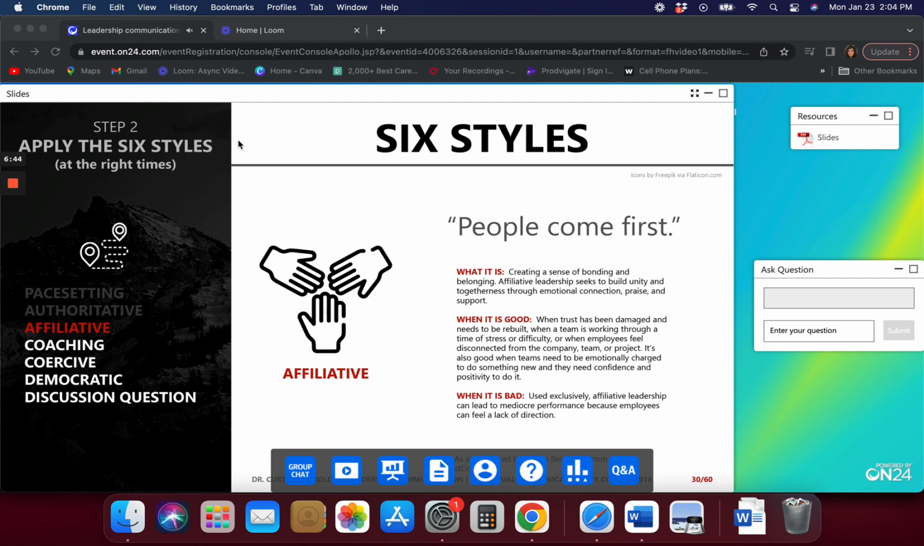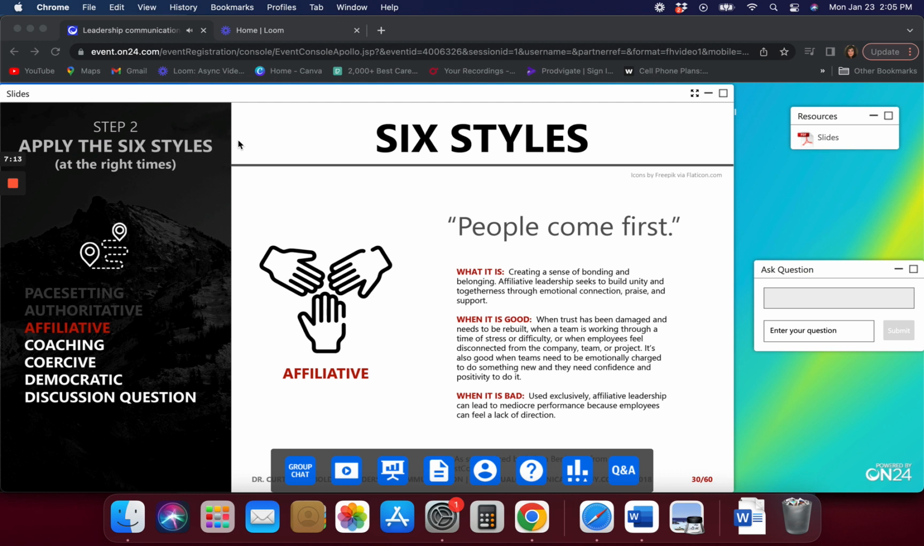But there is a downside, a disadvantage or a problem with affiliative leadership if it's done all the time. You'll see there when it is bad. When it's used extensively, affiliative leadership can lead to mediocre performance because employees can feel a lack of direction. So again, remember that employees do like to grow. They like growth within an organization. They like to learn new things. They like to be given feedback when they're not doing as well. And they like to make progress towards things.